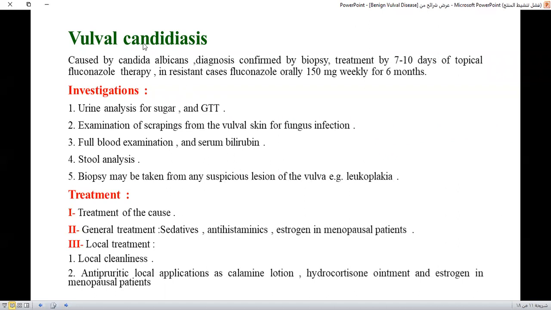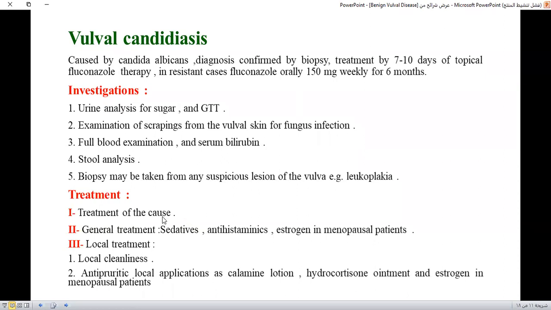Vulval candidiasis, the microorganism is Candida albicans. Diagnosis by biopsy. Treatment is 7 to 10 days of topical fluconazole, and in resistant cases fluconazole orally 150 milligram weekly for 6 months. Investigation: urine analysis, stool analysis, full blood count, examination for scrubbing, and the last one is biopsy.